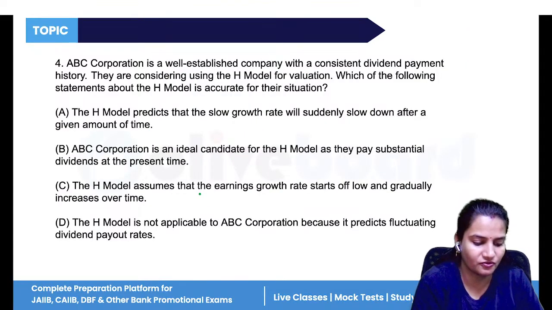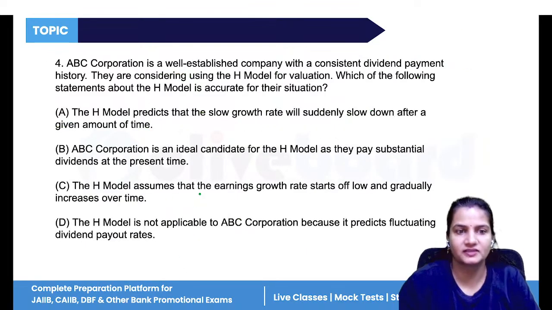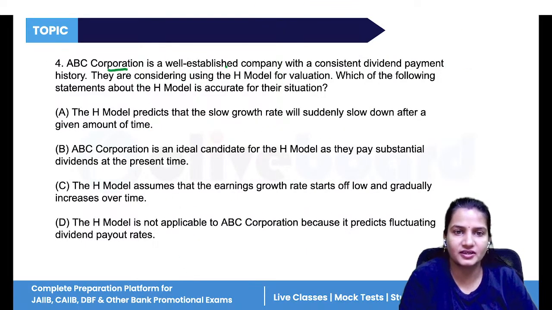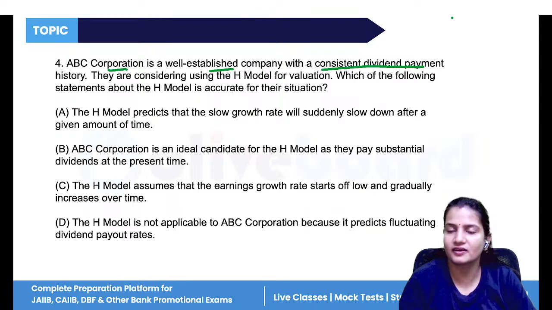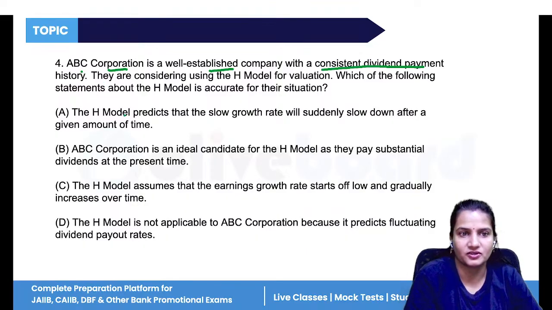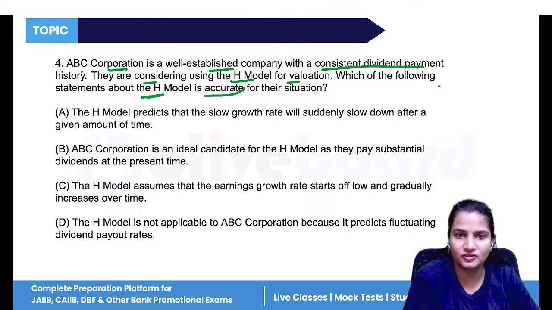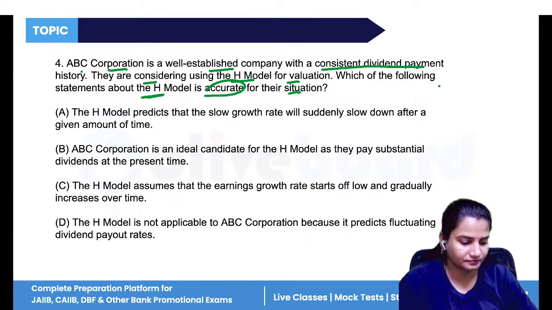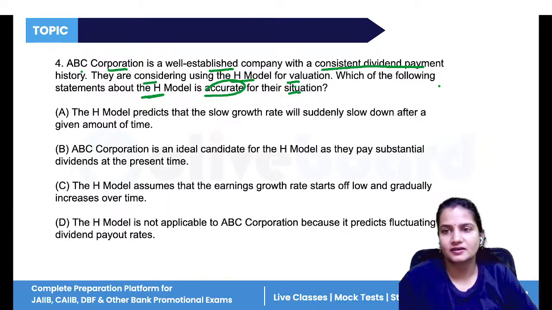Now, next question number 4. The ABC Corporation is a well-established company with a consistent dividend payment. Consistent dividend payment means every year the value of the dividend was the same. Regular dividends were paid in that company. Now, ABC Corporation is considering using the H model for valuation. Which of the following statements about the H model is accurate for their situation? You have to find the correct option.